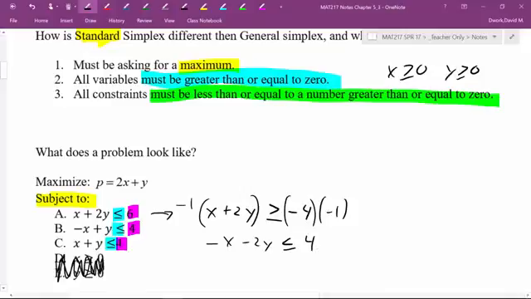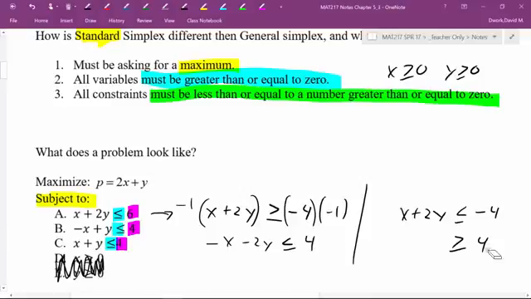So we're always checking, and also to make sure that they're not hiding something on me. So, for example, I could write something like this, where it's less than or equal to negative 4. And you'd say, yes, it's less than or equal to. Well, it's not really, because when I turn this number positive, that's going to flip the sign and make it greater than or equal to 4. And it's no longer a standard problem. Now it's a general problem, which comes in the next section.